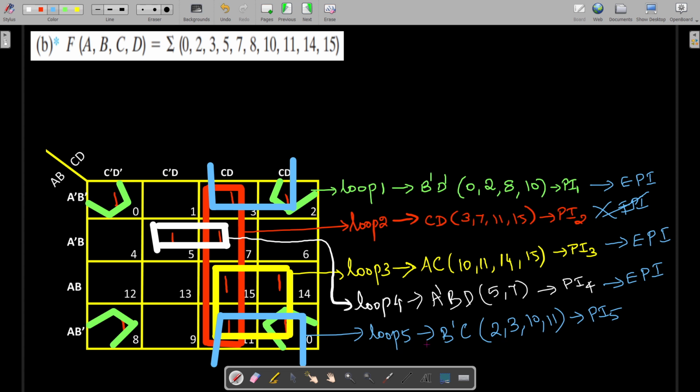Now you go for loop 5. It is covering the 2nd, 3rd and 10th and 11th. The 2nd minterm is covered by 2 loops, and the 3rd minterm is covered by 2 loops. The 10th minterm is covered by 3 loops, and the 11th minterm is covered by 3 loops. So this is also not an essential prime implicant, but it is a prime implicant. So we have 3 essential prime implicants. So this is the answer.